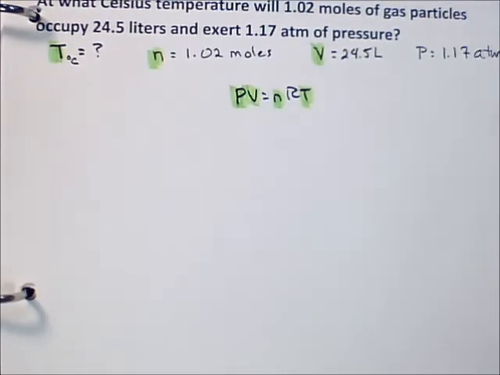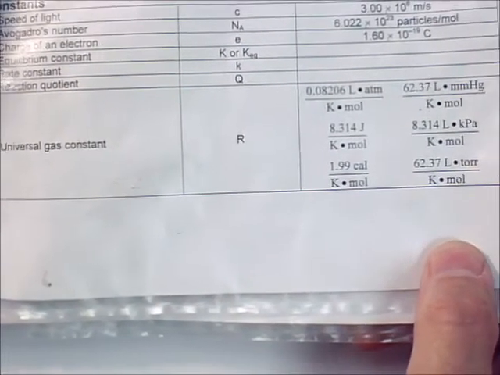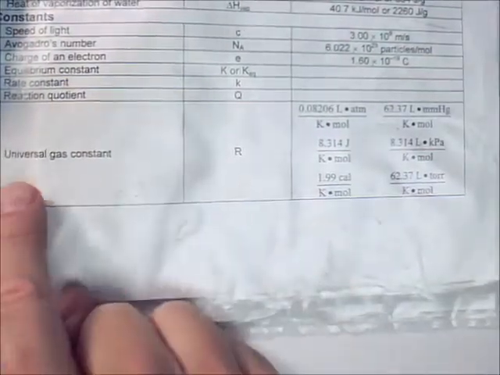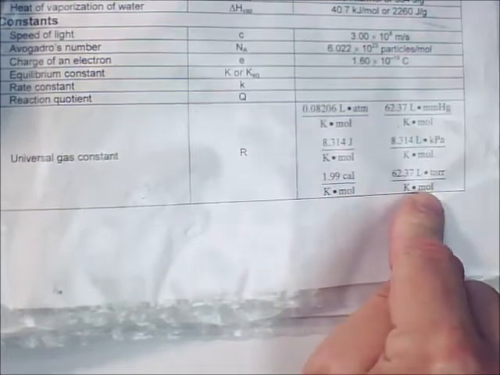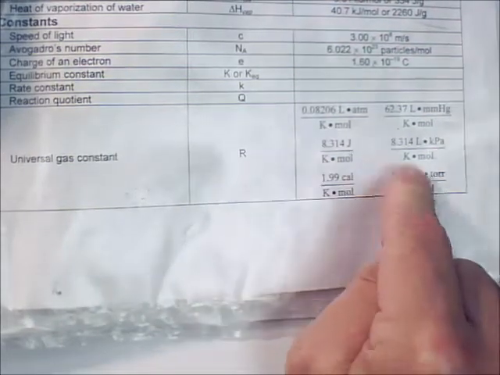But you always have R. Recall that I told you that the values for R are on the front page of your test references. R, the universal gas constant, is one of these four things here. And you have to have all of it.